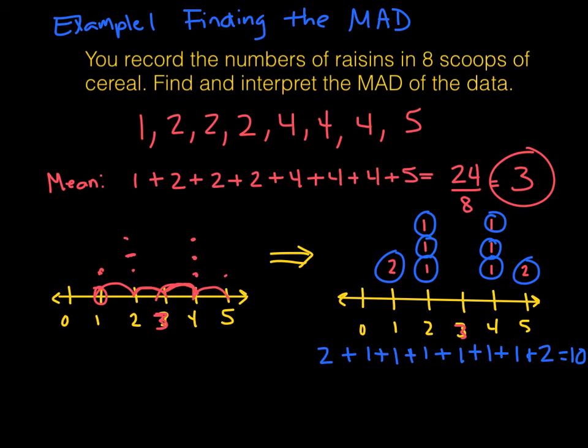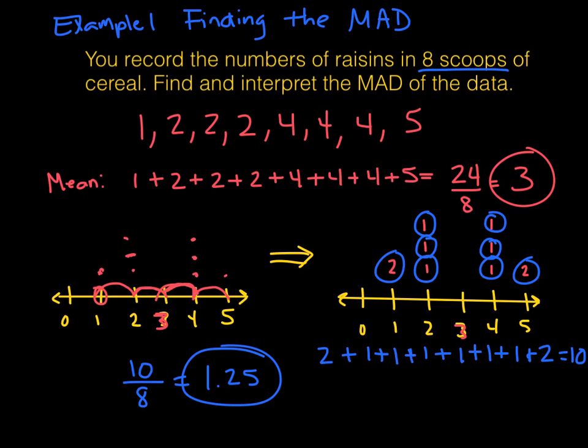Step 4 is finding the mean absolute deviation. So we take our 10 that we found in step 3 and we divide it by how many data values we had. And because we had 8 scoops of cereal, we divide it by 8. Now you're going to do this math, the long, drawn out thing, and it's going to end up being 1.25. And that would be my MAD, or my mean absolute deviation.